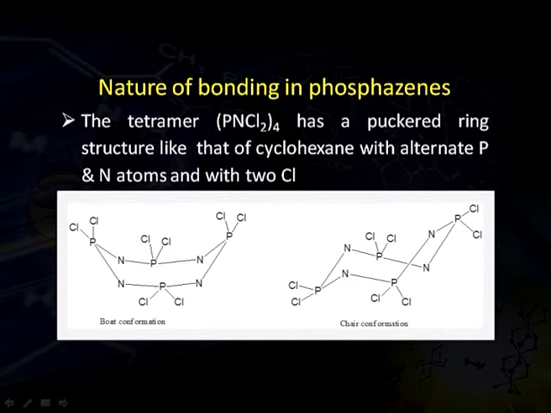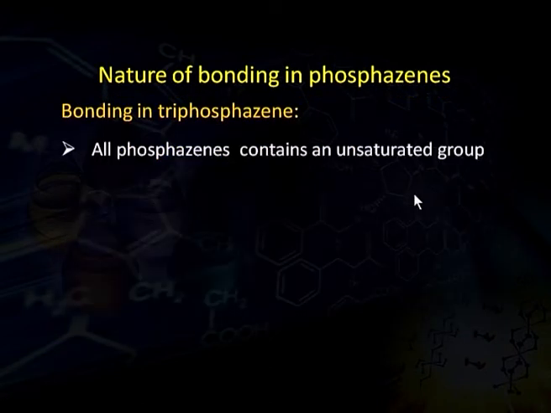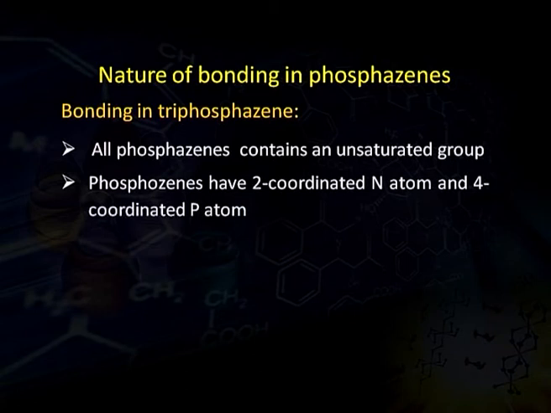Bonding in triphosphazine. All phosphazines contain an unsaturated group. Phosphazines have 2 coordinated nitrogen atoms and 4 coordinated phosphorus atoms. The 2 coordinated nitrogen atom means that the nitrogen is attached to 2 groups, or we can say 2 atoms, that is the phosphorus, and phosphorus is attached to 4 groups or 4 atoms, 2 halogen atoms, or we can say R groups, and 2 nitrogen atoms, therefore it is 4 coordinated.